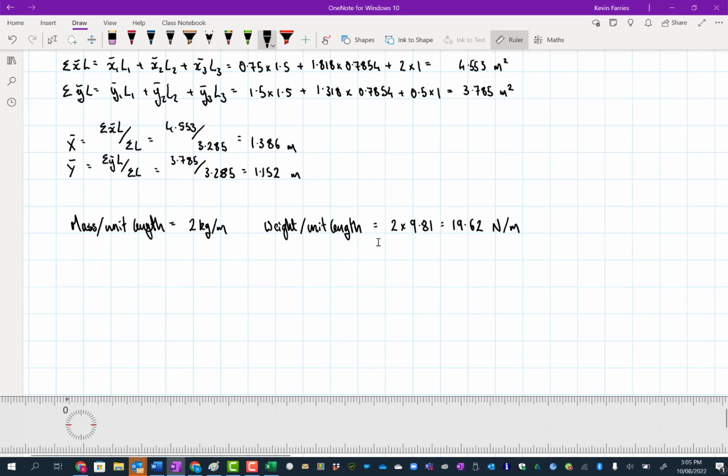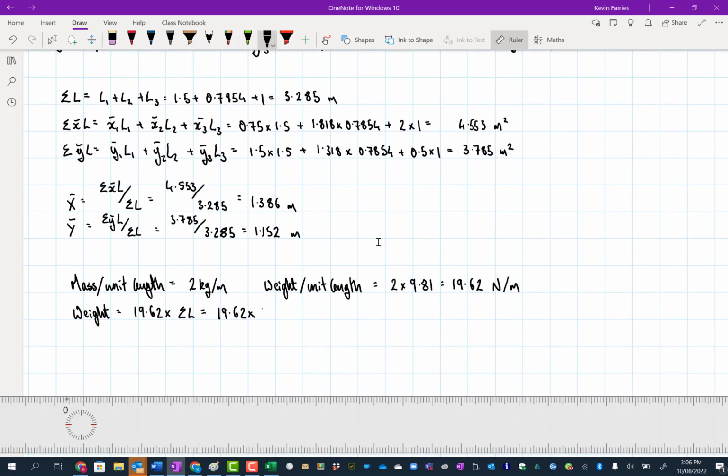So now we want the weight itself. To get the weight, you just want to do weight per unit length, 19.62, times the total length, which we've already calculated. The total length of that pipe was 3.285, which is equal to 64.5. Just checking I've got that all right. Okay.